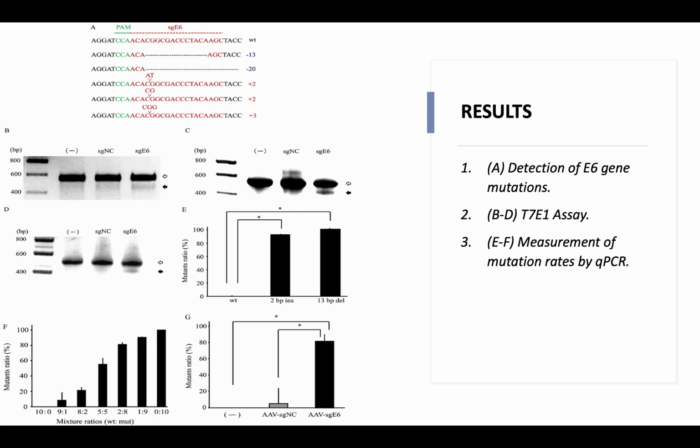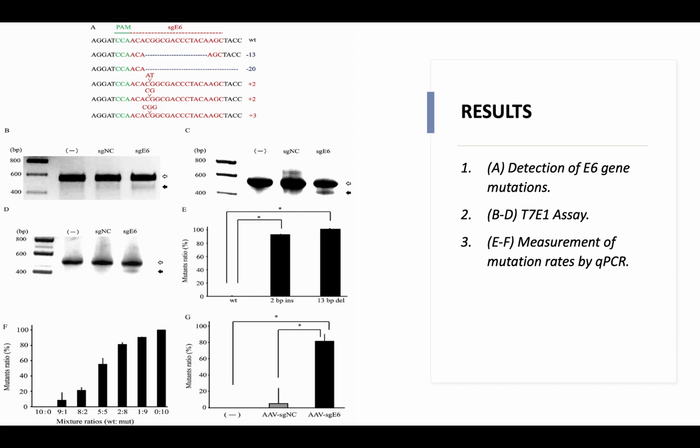Products cleaved by the T7E1 were detected only in cells transduced with the vector SGE6. Figures B through D show us that gene mutations were introduced into the E6 gene by E6 targeting CRISPR-Cas9. qPCR was then performed using mutated plasmid vectors as templates and demonstrated a significant increase in mutation rates. This is seen in figure E.